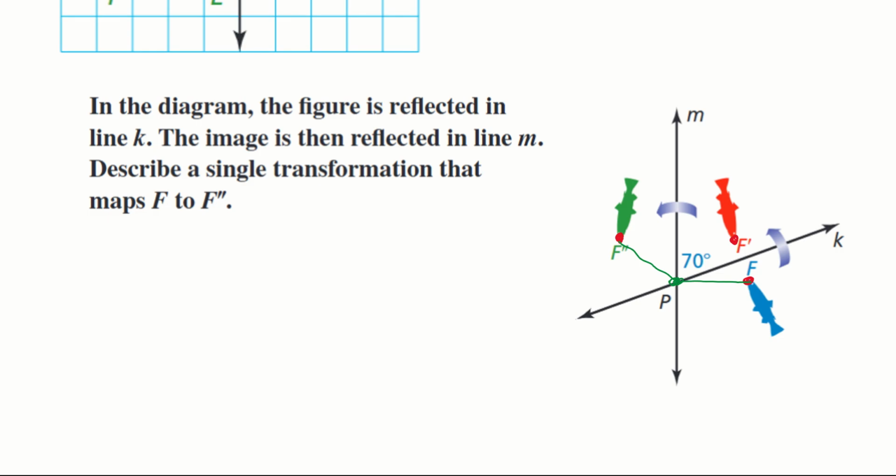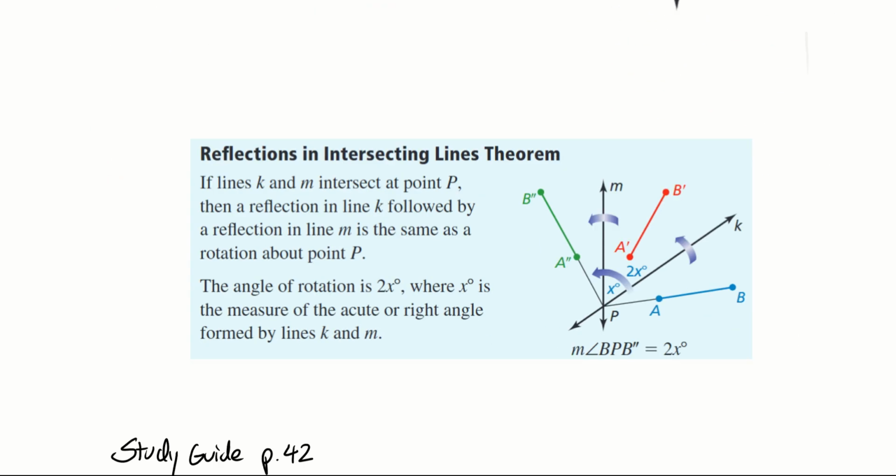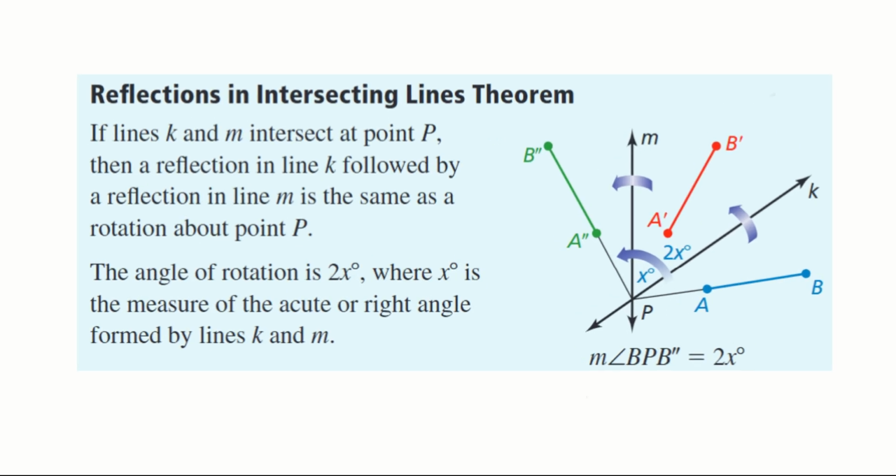No, because two reflections like this is equivalent to a rotation of, and here's where it gets interesting, that 70-degree angle simply gets doubled, 140 degrees. So a reflection and then another reflection, as long as the two lines are intersecting, is the equivalent to doubling that angle. This is called the reflections in intersecting lines theorem.